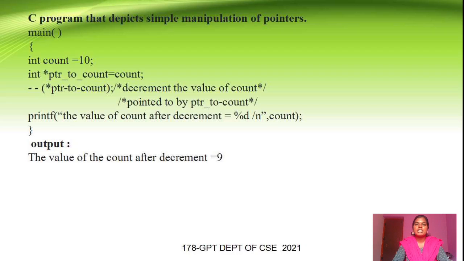Then the next statement is --*ptr_to_count. That means we are decrementing the count variable through the pointer. Then in printf we are printing the count value after decrement. The output you will get for this program is the value of count after decrement, which becomes 9. Initially the count value was 10, and when we use the decrement operator once, it decreases by one, so the output becomes 9. Like this we can go on writing programs on pointers.